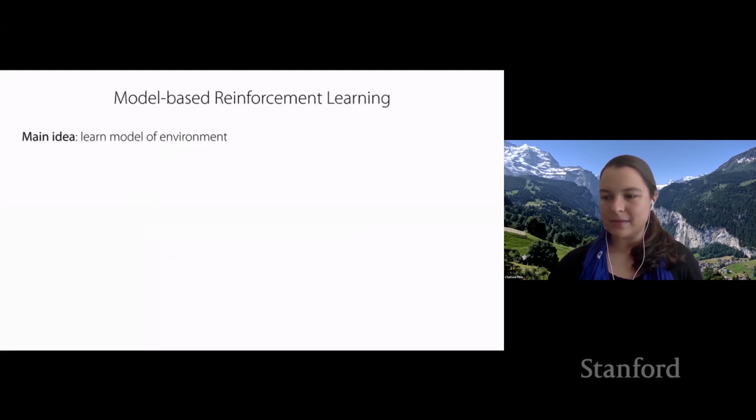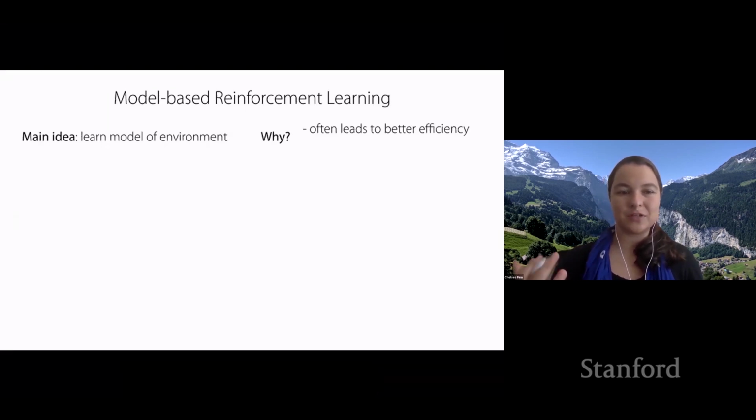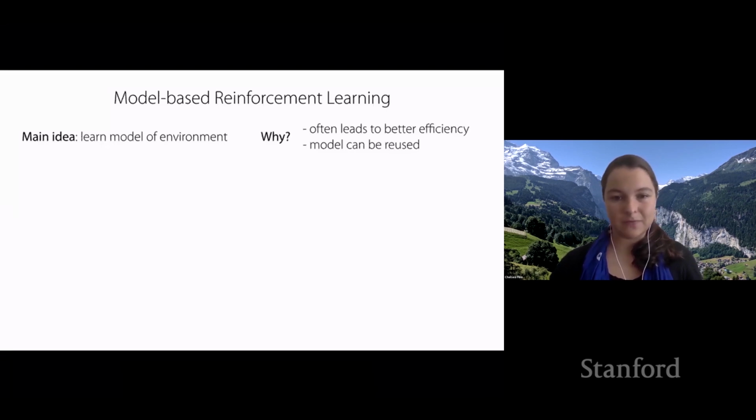The main idea behind model-based reinforcement learning is that you're going to learn a model of the environment dynamics. The reason why you might do this is that it often leads to better data efficiency, because if you learn a model of the environment, you can then leverage that model when figuring out what to do, rather than collecting data from the real environment. This allows the model to be easily reused. And as we'll talk about in a couple slides, the model can be reused across different tasks in many different contexts.